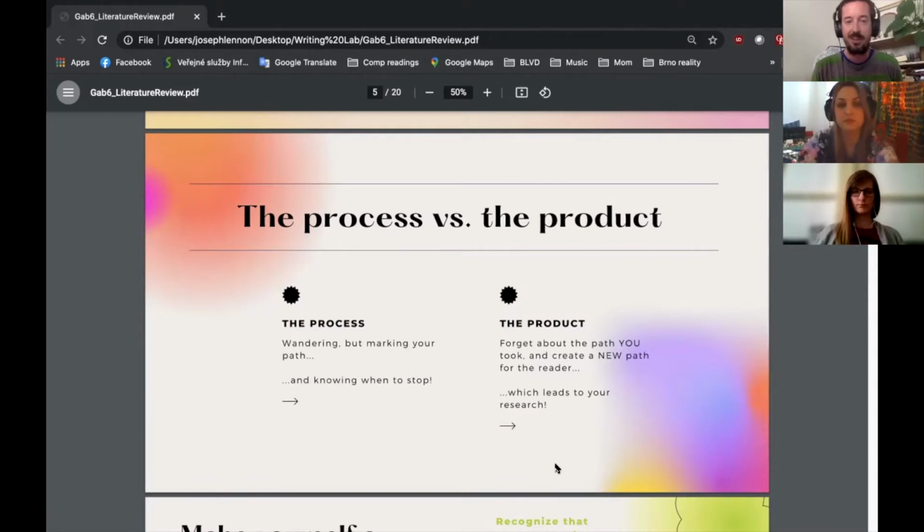But now you actually have to forget that in some ways and say, okay, I'm not going to give a story of my wandering path through the research. Instead, you need to create a new path through the research for the reader, for yourself and for your committee and for your future readers, which will lead them to your research. Right?